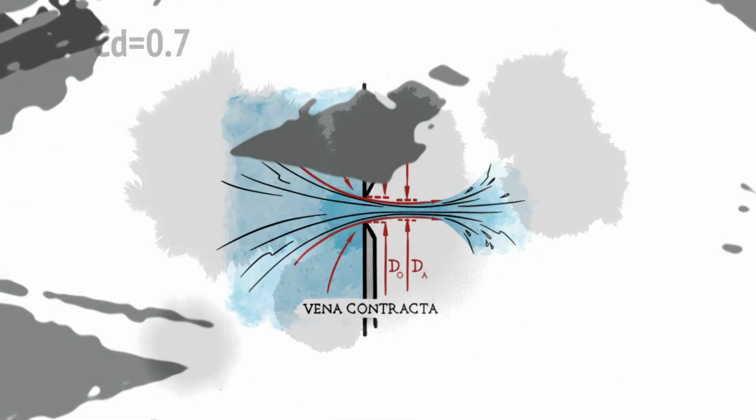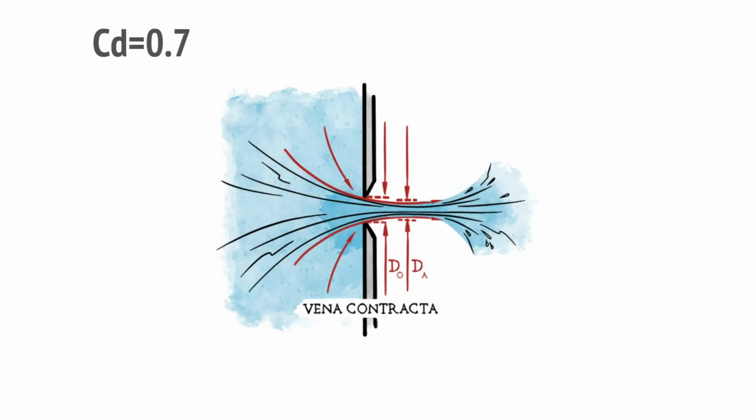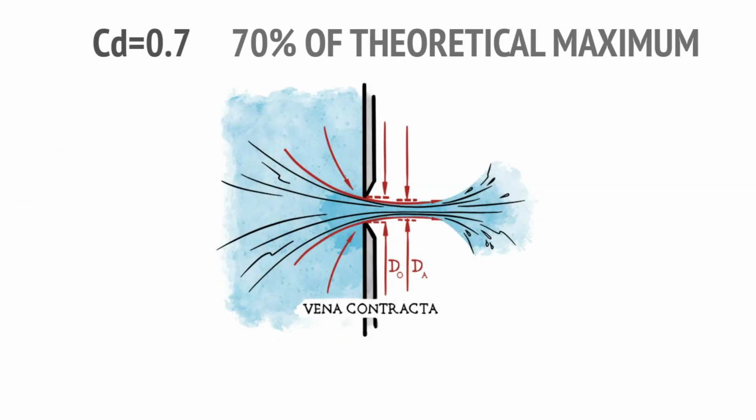A coefficient of discharge of 0.7 is telling us we are actually flowing 70% of the amount of water when compared to a theoretical perfect stream that has an area exactly matching the opening size. We'll cover the math in more detail and how to apply this coefficient in future videos.